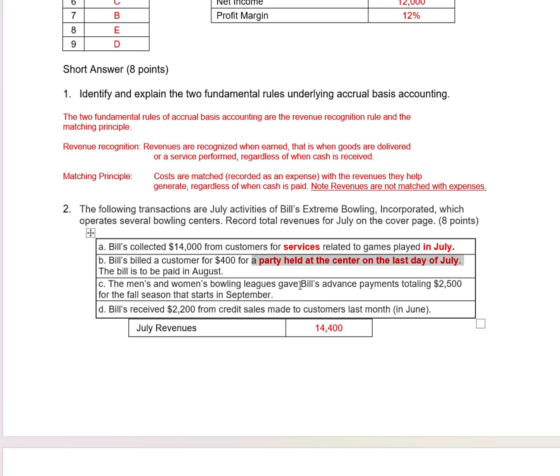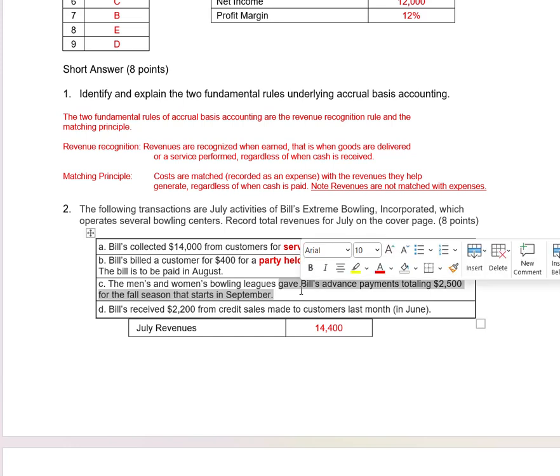The bowling league made an advance payment for the season that starts in September, just like you pay in advance in August for Millersville's classes in the fall. There's no revenue until, in this case, September, when the games are played.